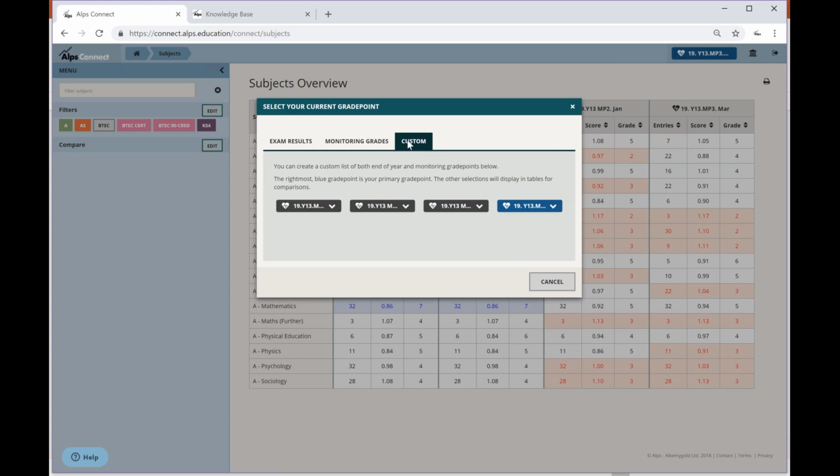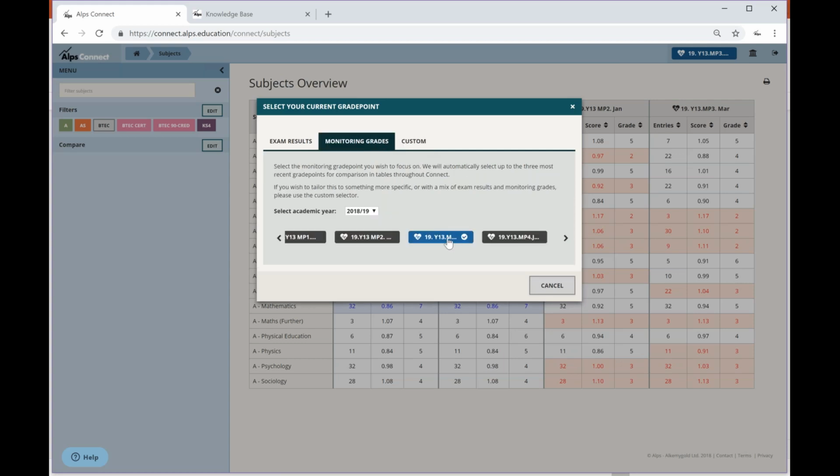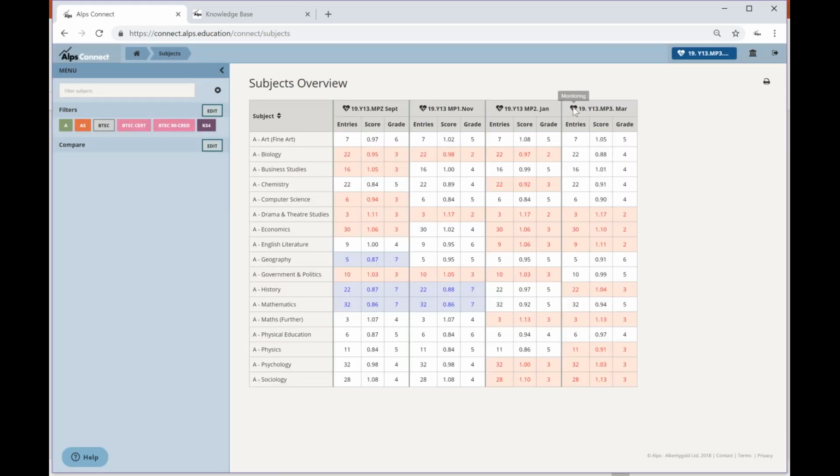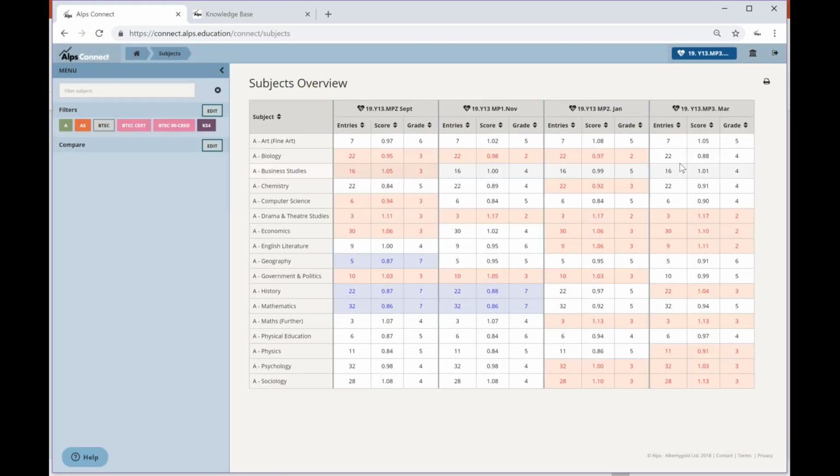I'm going to start on year 13 on my third monitoring point. So I'm going to pretend that it's Easter time, that it's March of next year, and that I've got my 4, 1, 2, 3, 4. So it's September, November, January, March. Those are the 4 monitoring points that I'm going to look at right now. Okay, so these are the 4. These are my A-level subjects, and this is the trend line then. So what I'm looking at here is, let's take a couple of subjects.